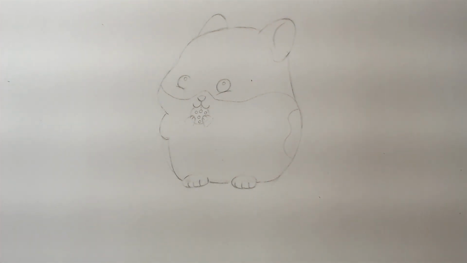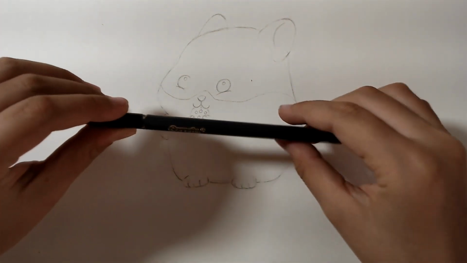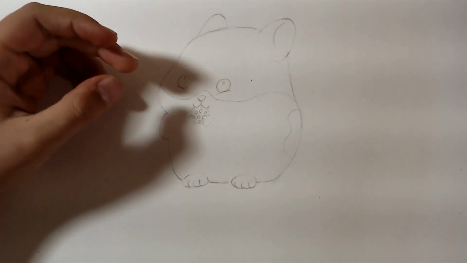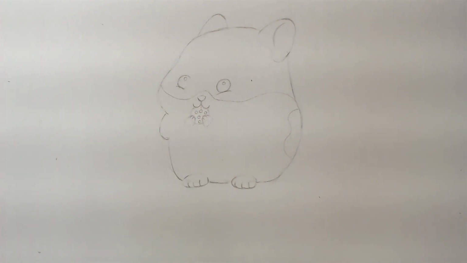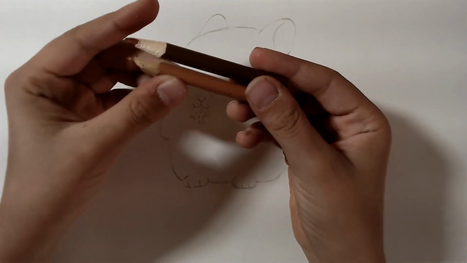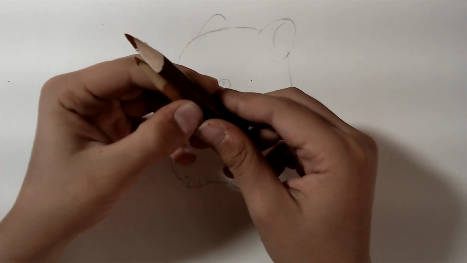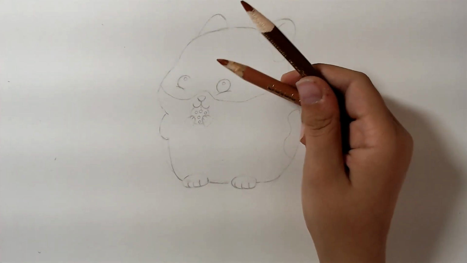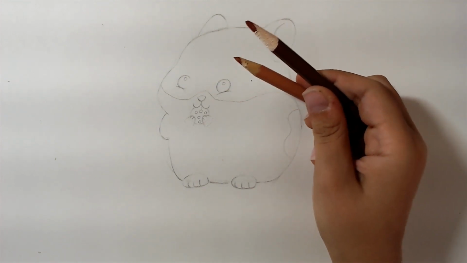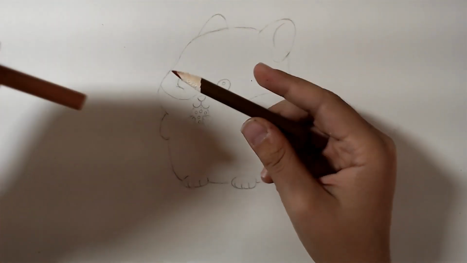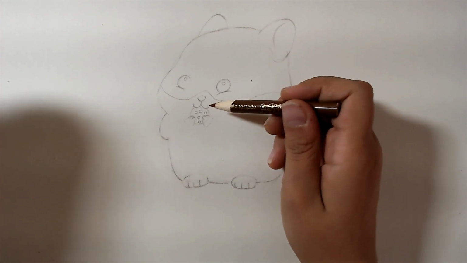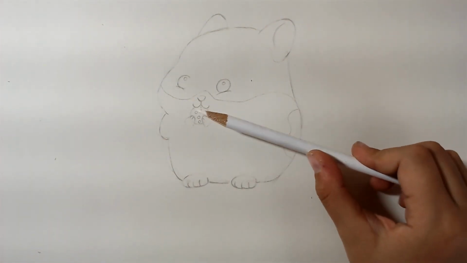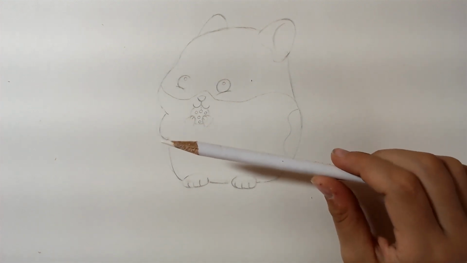I'm going to take a gray color for the outline of the hamster and also for the eyes. And then I'm going to take a tan and a brown color. So the tan is going to be to blend the cookie and also to blend the fur. And the brown color is going to be for the spots on the cookie. And last, I'm going to use the white for the white fur on the hamster.